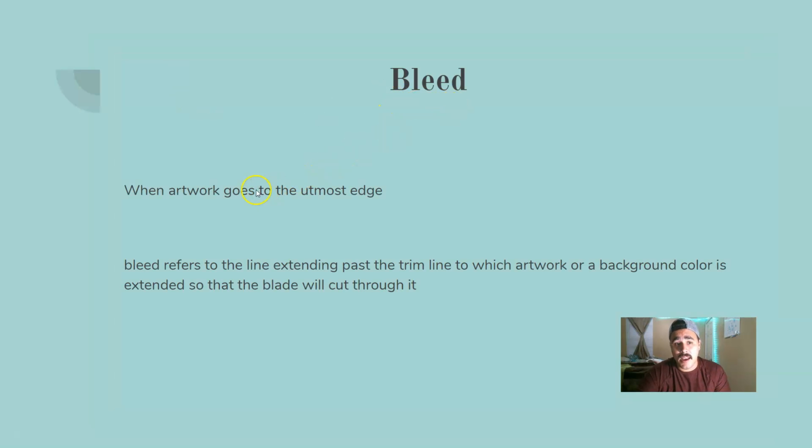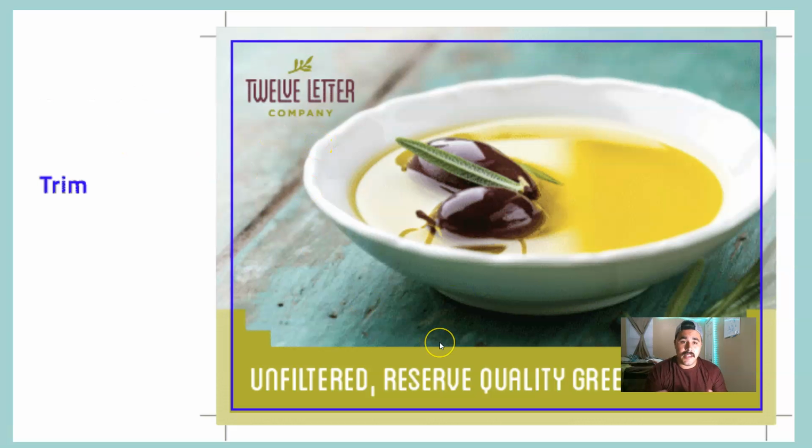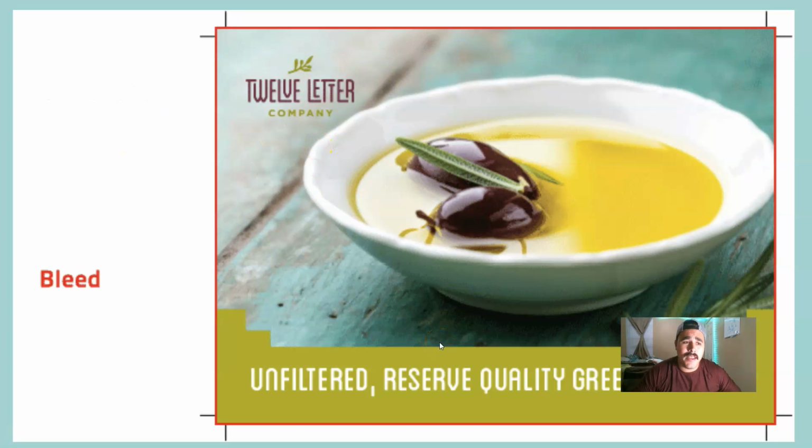So if you're making a poster, the red area is going to be where you cut. So you don't want to put important information there. You don't want to start your story right here because that's going to get cut. So if you have the quick brown fox jumped over the lazy dog starting here, it's going to look really bad. Next one will be the bleed line, where the artwork goes to the utmost edge. Bleed refers to the line extending past the trim line to which artwork or background color is extended so the blade will cut through. So here is a nice little gif that I found.